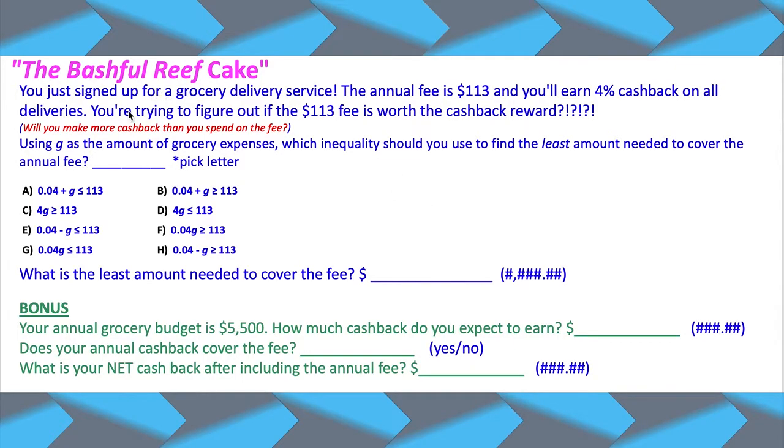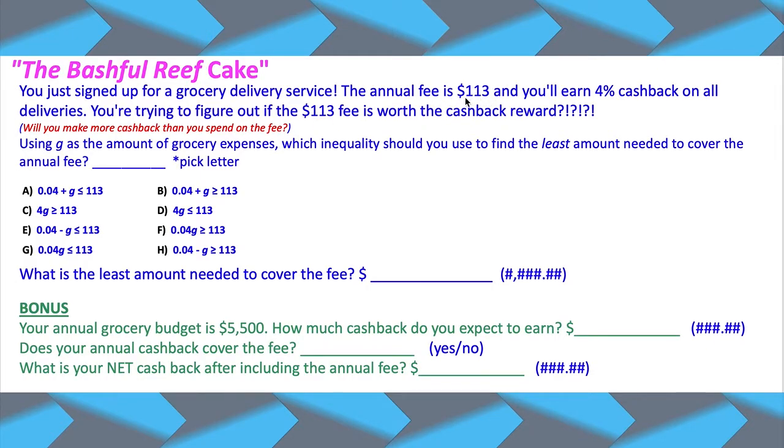Students, let's do the Bashful Beefcake. We have a problem here. It says you just signed up for a grocery delivery service. Nice. The annual fee is $113 and you'll earn 4% cash back on all deliveries. You're trying to figure out if the $113 fee is worth the cash back rewards. Basically, will you make more cash back than you spend on the fee?